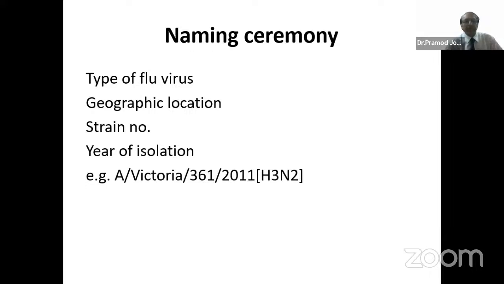So there are different types of flu viruses. The first one is, of course, the type of the flu virus, for example, it could be California or some. Then the geographical location, the strain number, and then the year when it was isolated. So it could be type A, that is H1N1. Victoria, the name of the place, the strain number, the year when it was isolated. So it could be A Victoria 361 2011, and in brackets it is written as H3N2. So that is how an individual virus is named for the sake of scientific clarity.